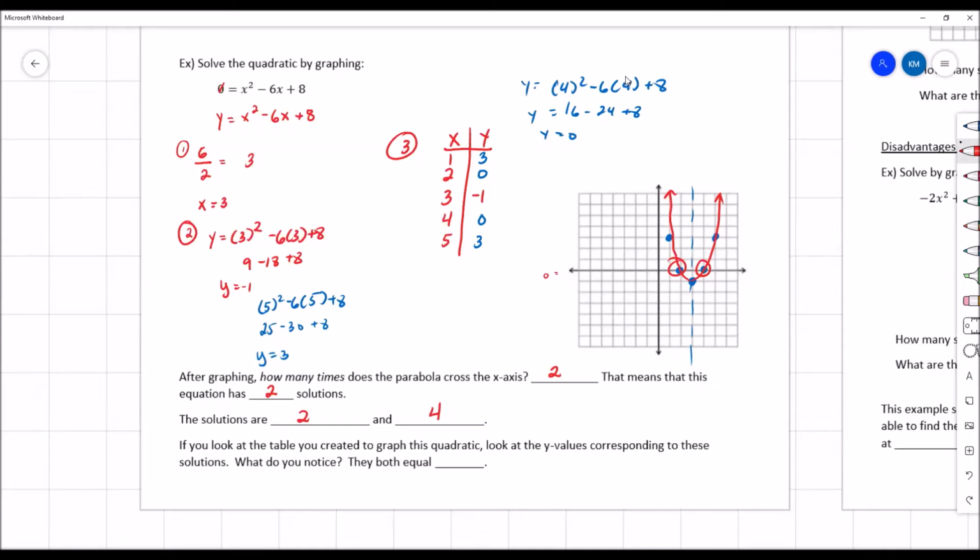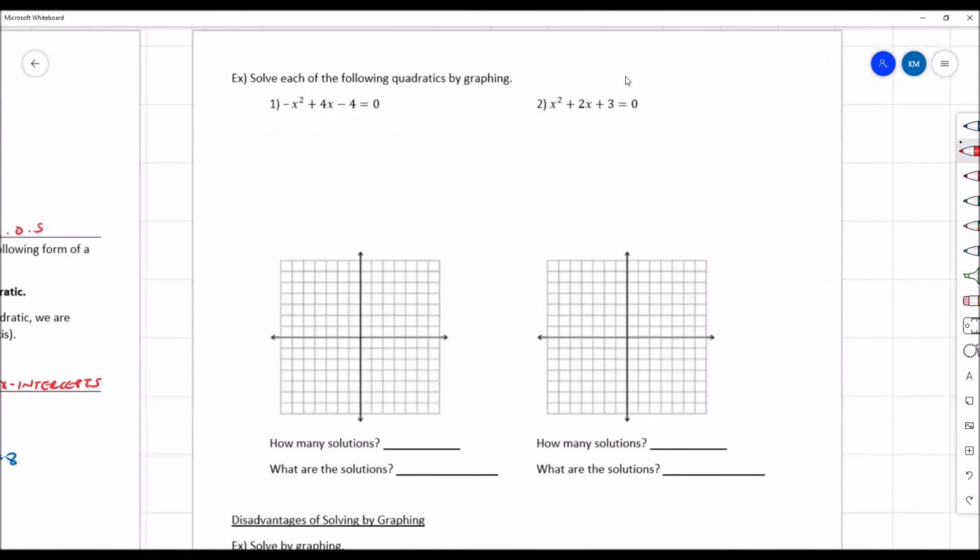2 and 4. If you look at the table you created to graph this quadratic, look at the y values corresponding to these solutions. What do you notice? When x is 2, y is 0. When x is 4, y is 0. They both equal 0, which makes sense because we substituted y for 0 at the beginning of this problem. So solving is just graphing and identifying where it crosses the x-axis.